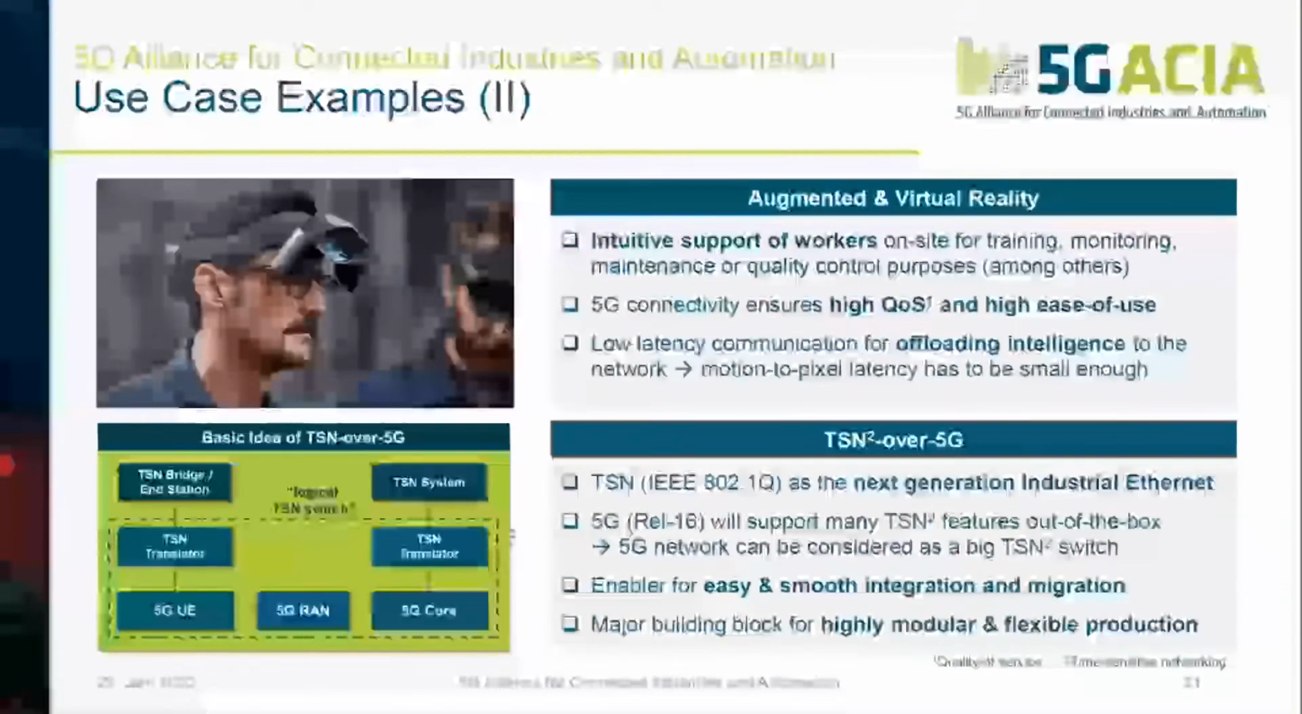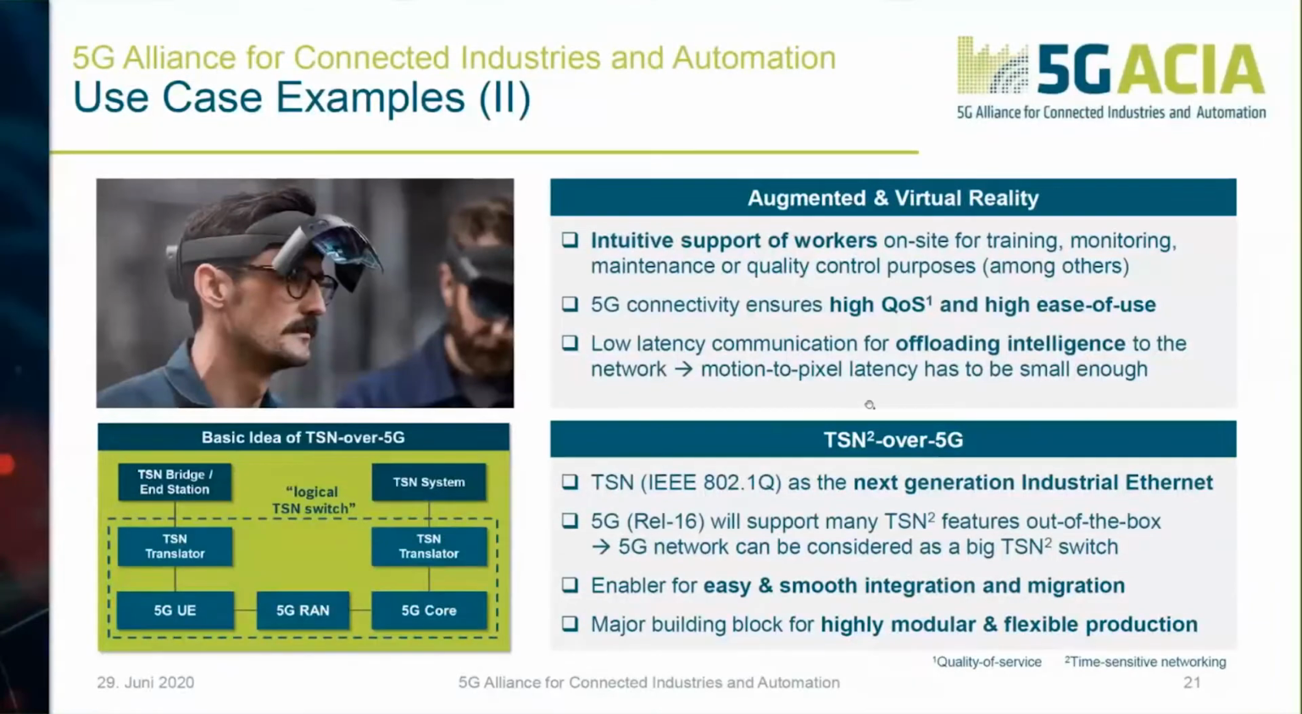And then on the second slide here, of course, augmented reality, virtual reality is always a very attractive use case. And in general, there's a lot of potential behind AR and VR in manufacturing, for example, to intuitively support workers on site for training, monitoring, maintenance, or quality control purposes. Of course, there's more than that. And the question is, why do we need 5G for that?